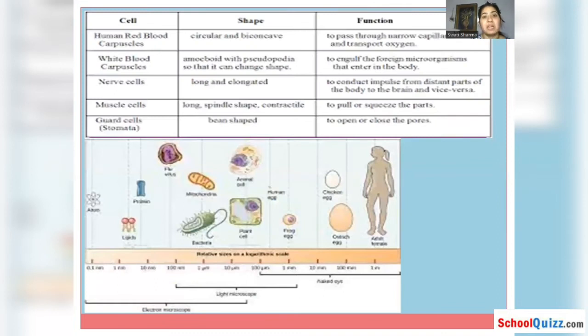Next is the kind of functions which are performed by different cells, and because of that their shape matters a lot. Because of certain environmental conditions, the shape and size of the cell is also affected, and because of that the functions of the cells are also hampered. So all those things will be seen.